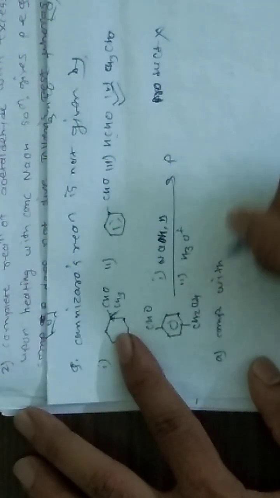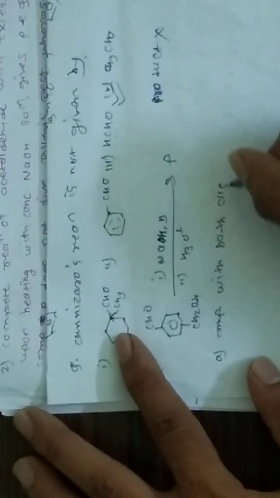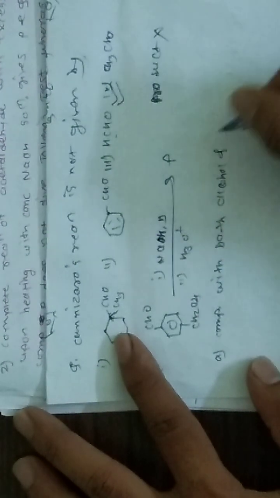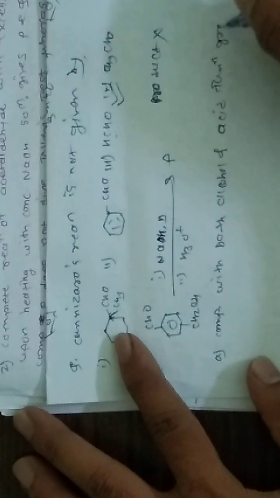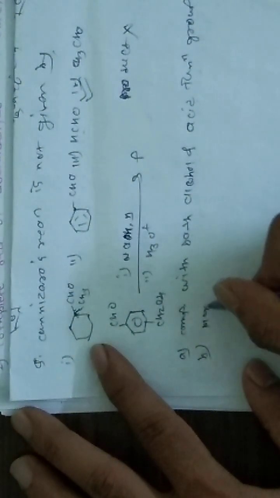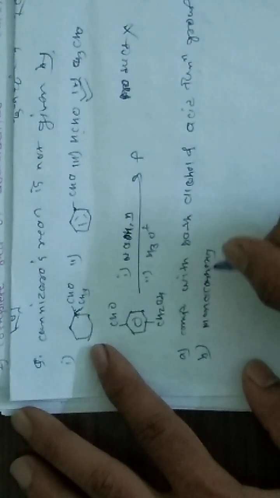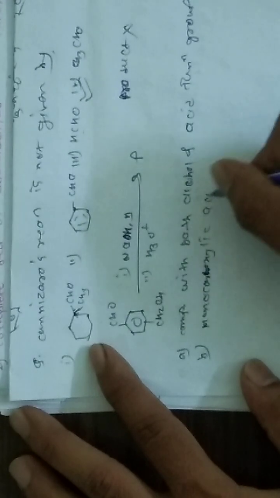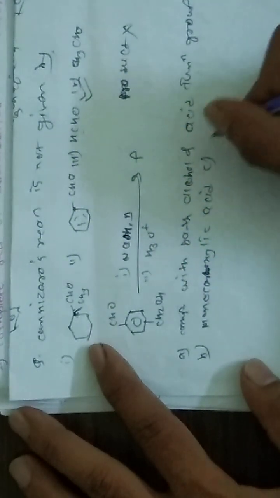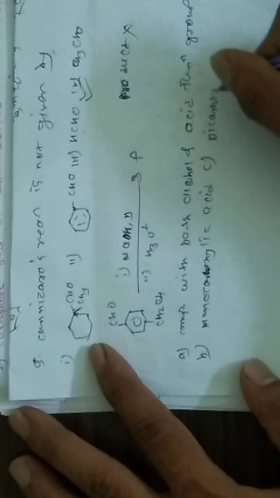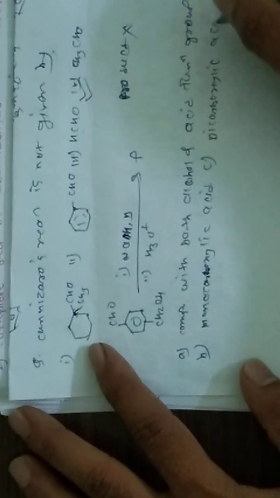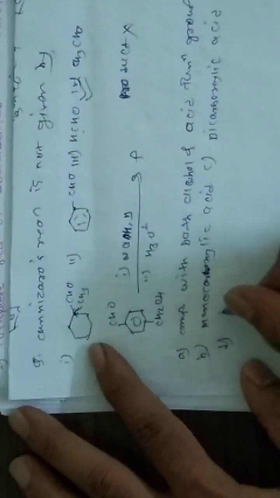Let me write the four options here. Option A: a compound with both alcohol and acid functional group. Option B: monocarboxylic acid. Option C: dicarboxylic acid. And the last one is diol.